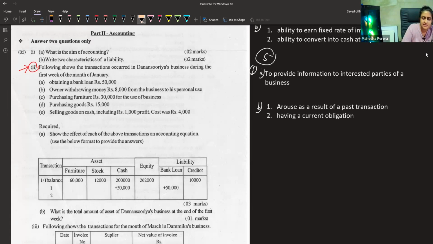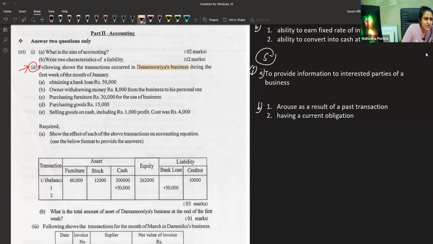Following shows the transactions that occurred in Danansuriya's business.